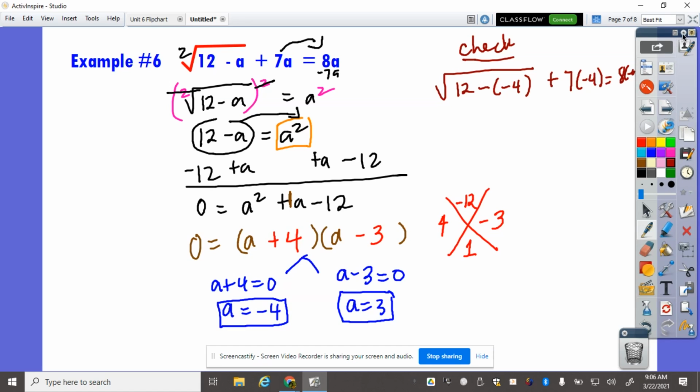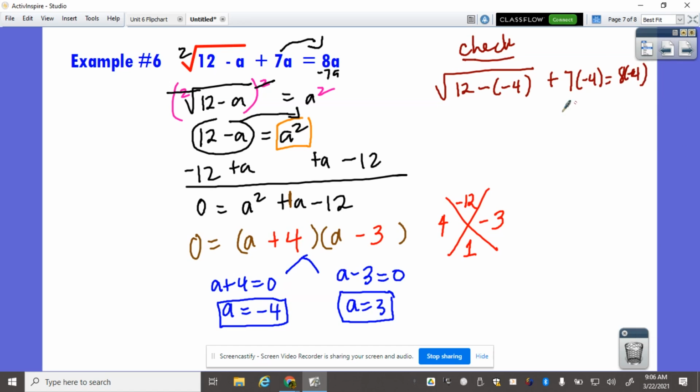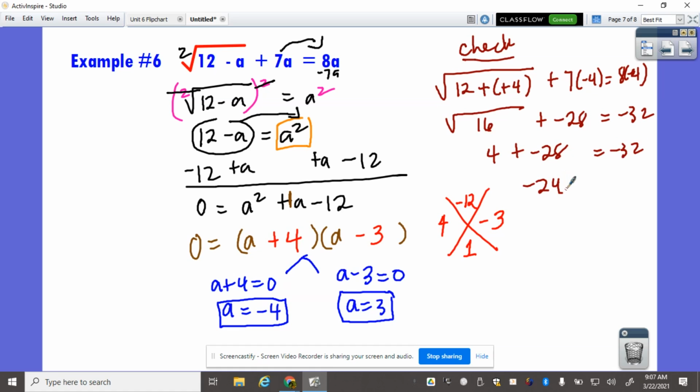Negative times negative will give us a positive. So that would be positive square root of 16. 7 times negative 4 is negative 28, equal to negative 32. What's the square root of 16? Square root of 16 is 4. 4 plus negative 28 equals negative 24, and that's compared to negative 32. And they're not equal. So therefore, this is not an answer.